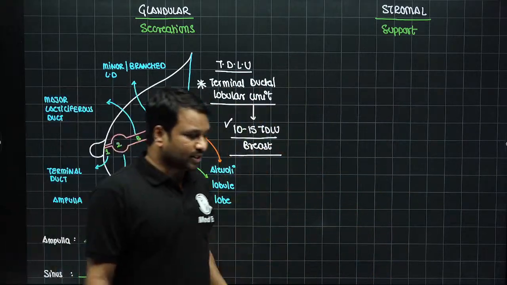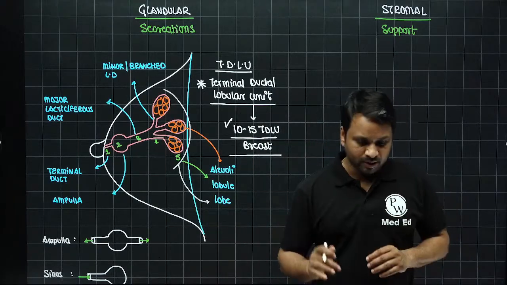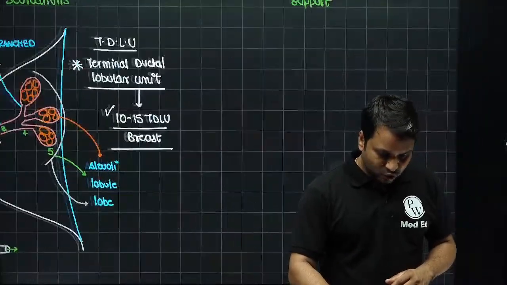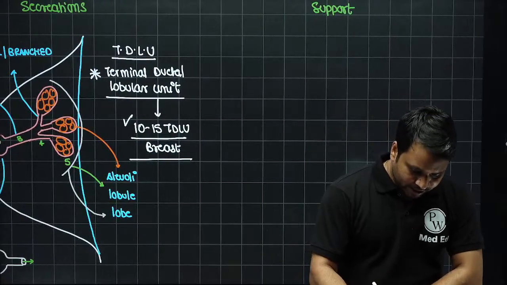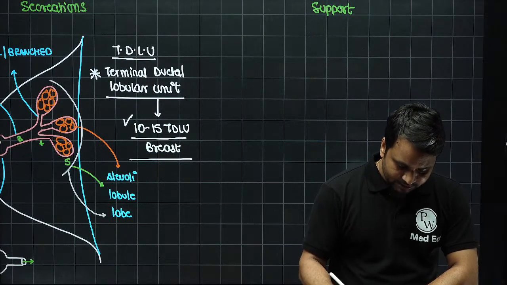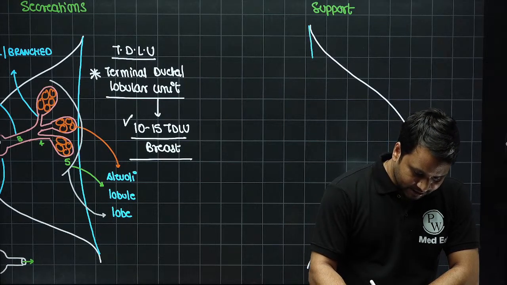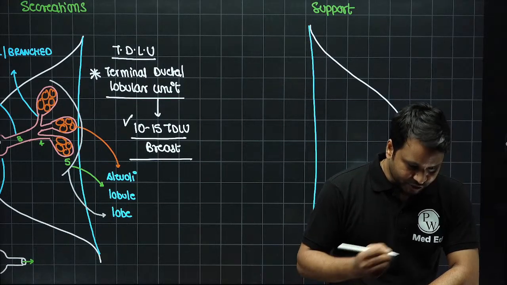So that's the basic objective behind telling you about the basic anatomy of the glandular component. Now, what is interesting is the stromal anatomy. So when you look at the stromal anatomy, again, we'll take the representation of the breast. This is the breast that we have depicted. This is the nipple that you have. And let's say this is the pectoralis fascia, right?